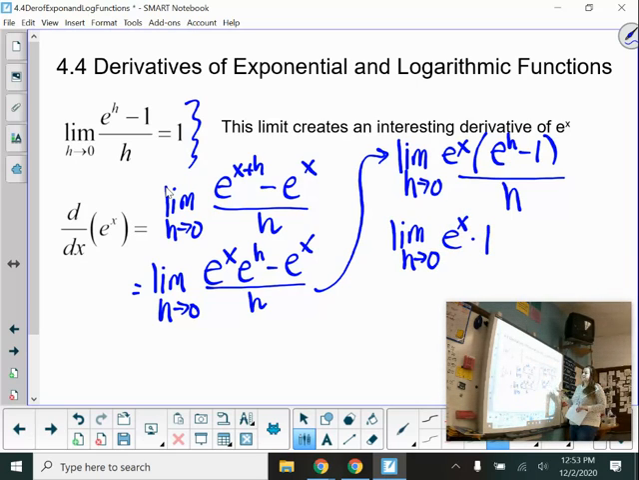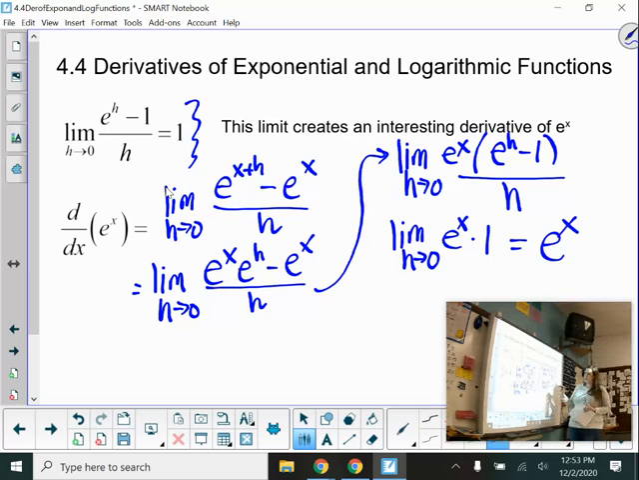Well, the limit as h approaches 0 of e to the x, when you make h 0, there's nothing else to change. So that just gives you e to the x, which means the derivative of e to the x is e to the x. Actually, the derivative returns exactly what you started with.